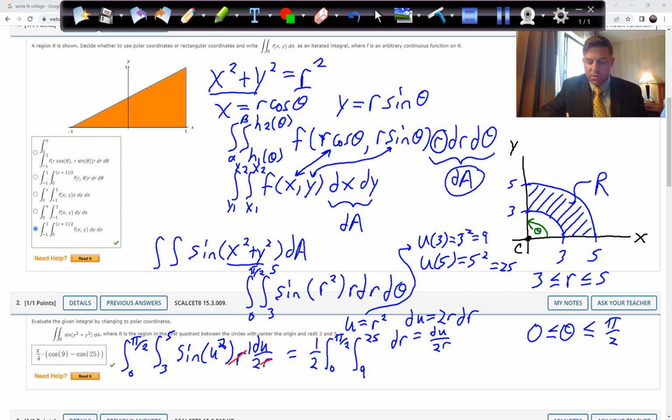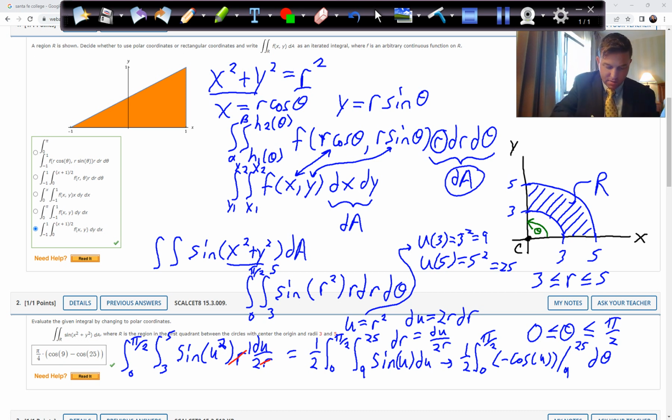Now the nice thing about doing that is I do not have to back substitute in for u at the end. We can just calculate the antiderivative of u and plug in these numbers. Okay, so the integrand was sine u du. And the antiderivative of sine is negative cosine. So this is negative cosine of u from 9 to 25, and then we have d theta.